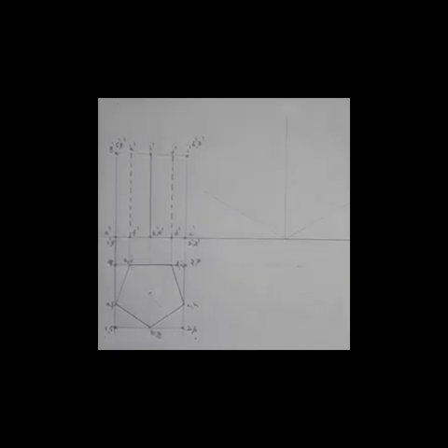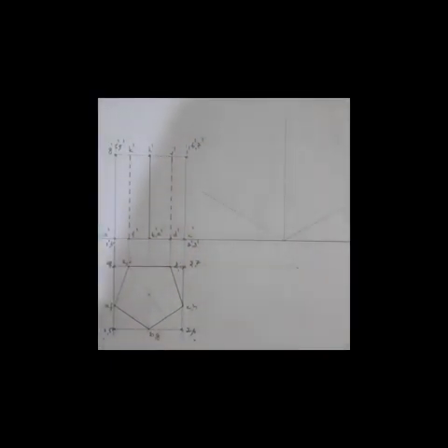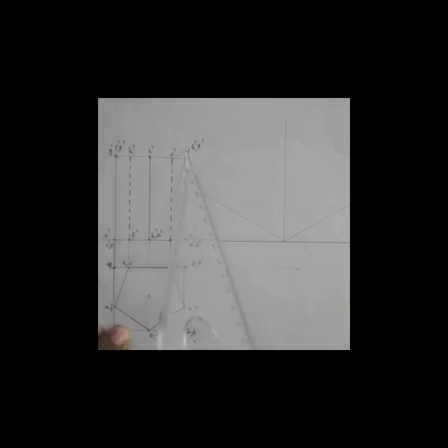Hi, in this session we will consider the isometric projection of a pentagonal prism of base edge 30 mm and height 60 mm. One of its base edges is parallel to the vertical plane. So first of all you have to draw the simple plan and its corresponding elevation. This edge must be parallel to the XY line because it is mentioned in your question paper.